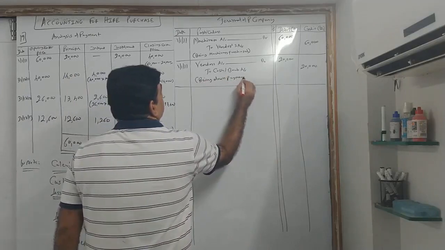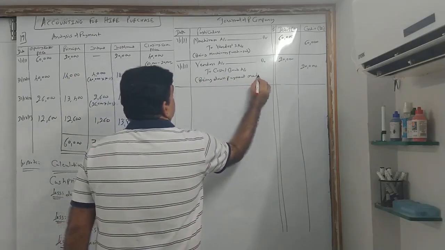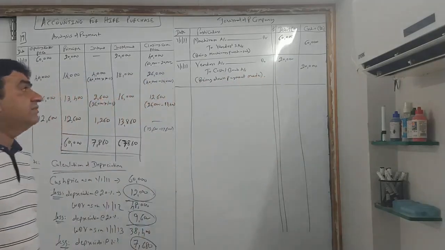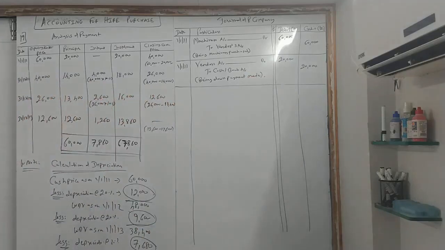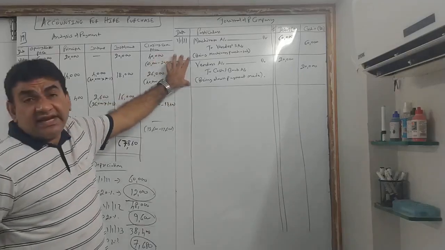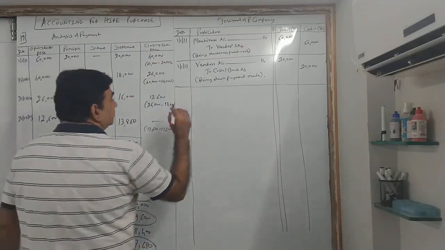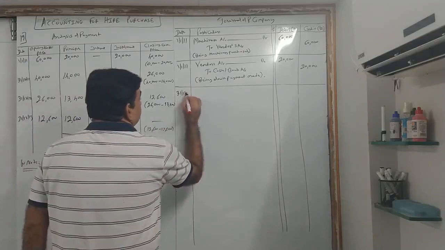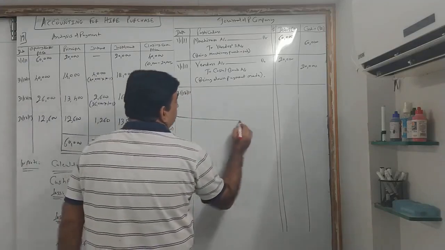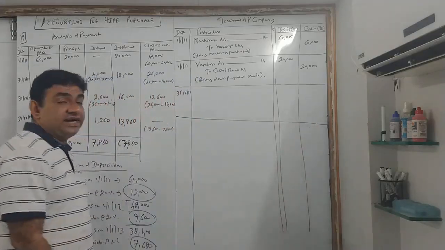Narration: being down payment made. Clear? Next. These two are the entries on 1st Jan, purchase and down payment. Now I'll come to the next entry, 31st December. 31st December will be my third entry.